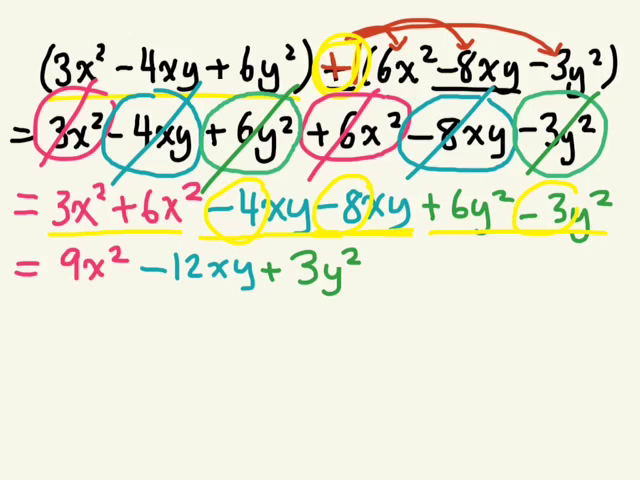Can we simplify this anymore? How many terms did we end up with? 1, 2, 3. And we want to check, are all of these terms unlike terms? They're all unlike, right? Which means we know we can't combine them. We can't combine anything together, so we're done. This is the simplest form.